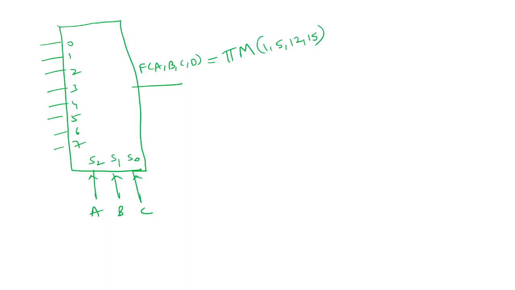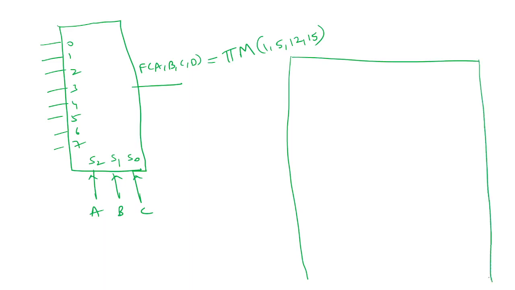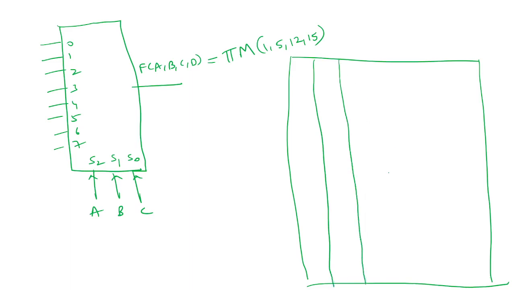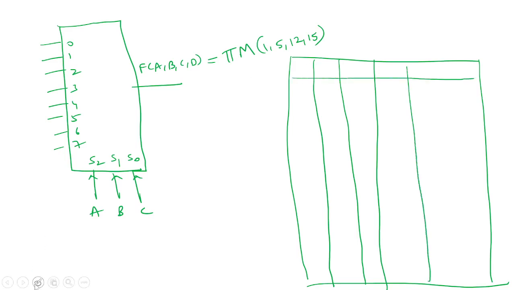Now, we got this, right? So, what should we do first? Form the truth table. How many inputs are there? 4 inputs, right? So, you will have 16 combinations. A, B, C, D, this is F. Right, 16 combinations.